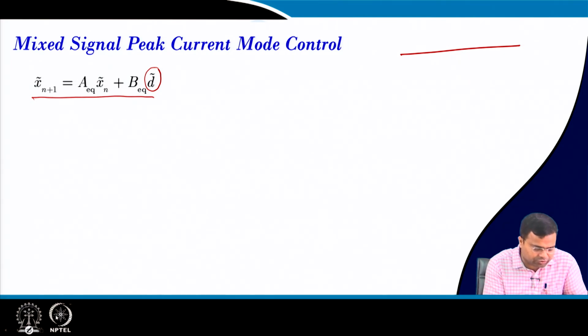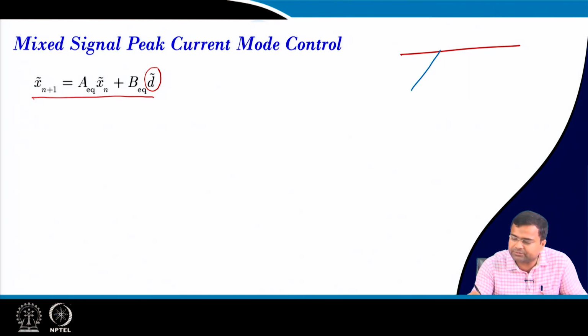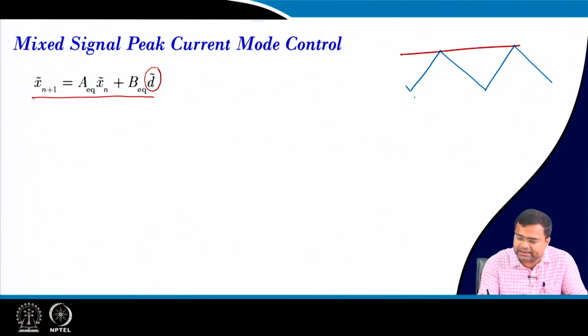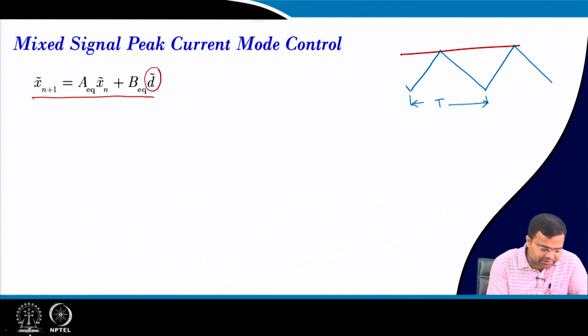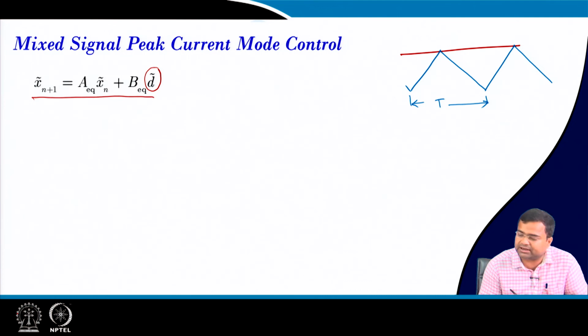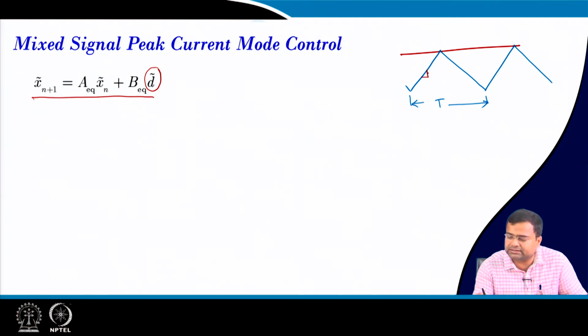So, in current mode control, if this is your inductor current, let us say, here to here we have a time period which is fixed, because we are talking about peak current mode fixed frequency control. Then what we can consider here, this is our rising slope and this is our falling slope. Okay. Now, how do you generate the duty ratio?